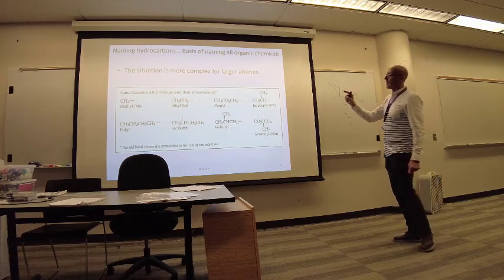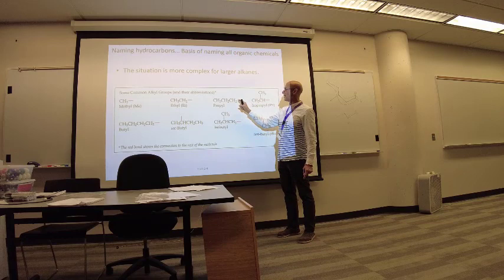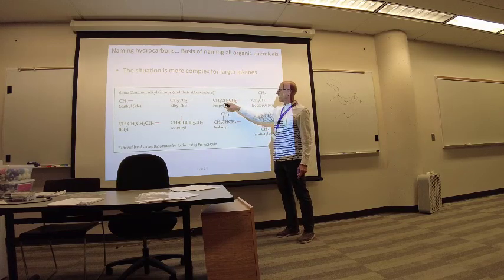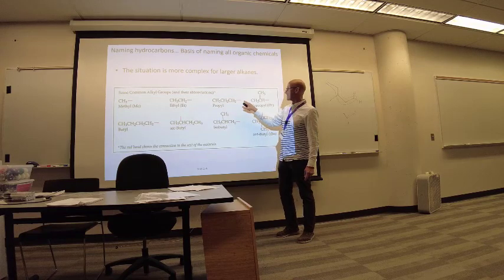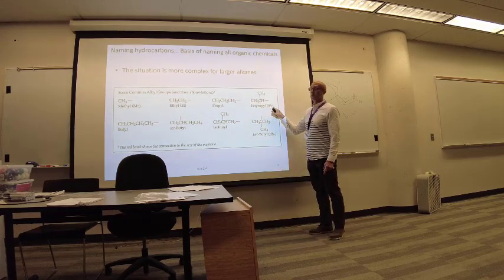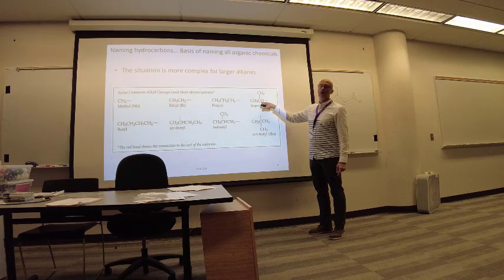Now, you could do 3 a little differently though. I could connect to the middle carbon instead of the end carbon. So that gets a unique name. They call it isopropyl. Still 3 carbons in the branch. It's just connected in the middle.